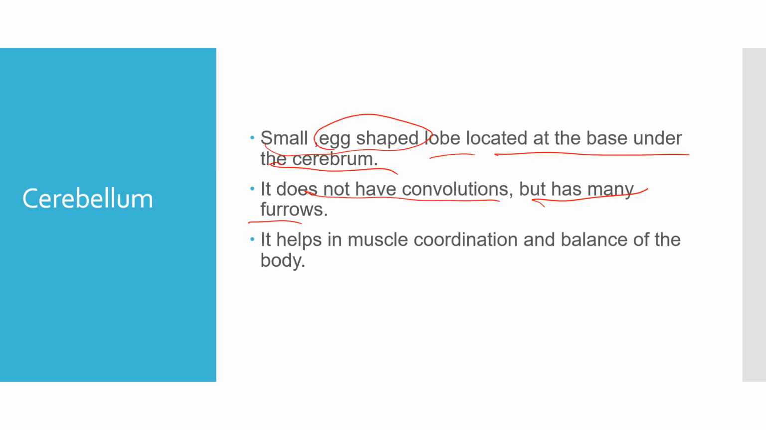Now what is the main important part of the cerebellum? The cerebrum has all the important functions. It helps in the sensation of pain, temperature, touch, sight, sound, taste, smell. All the main parts are controlled by the cerebrum. So the cerebellum, what is it doing?